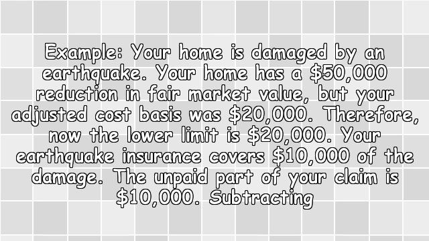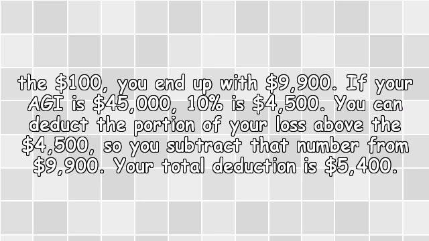Example: your home is damaged by an earthquake. Your home has a zero reduction in fair market value, but your adjusted cost basis was zero. Therefore now the lower limit is zero. Your earthquake insurance covers zero of the damage. The unpaid part of your claim is zero. Subtracting the $100, you end up with $900.